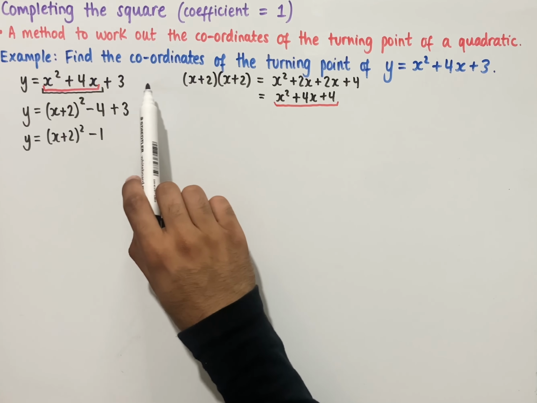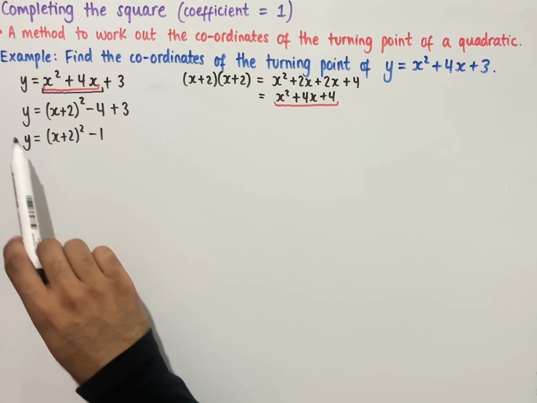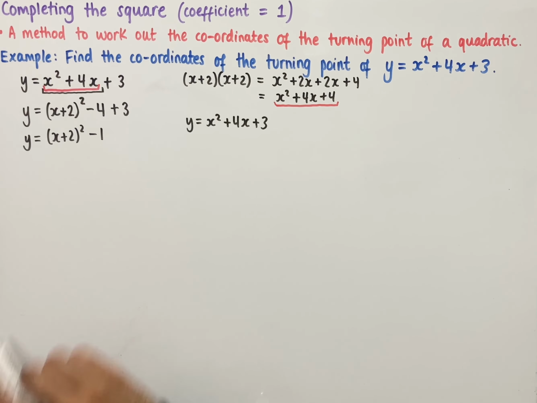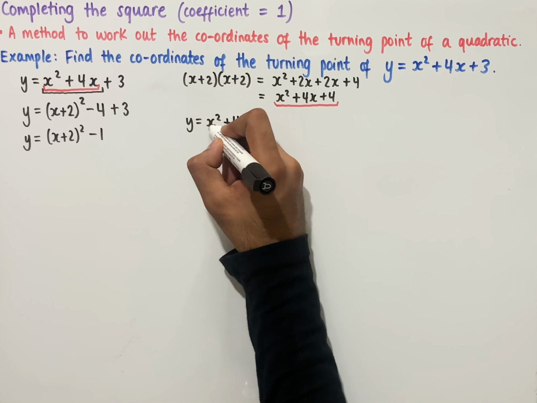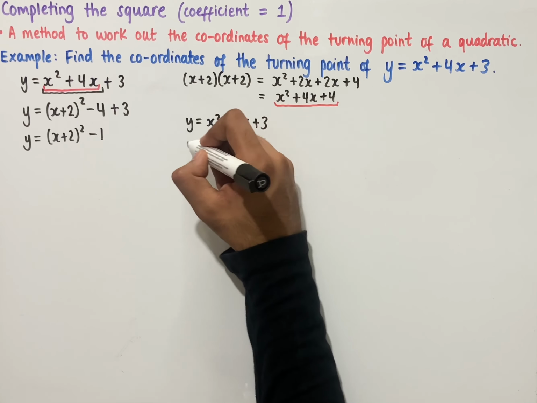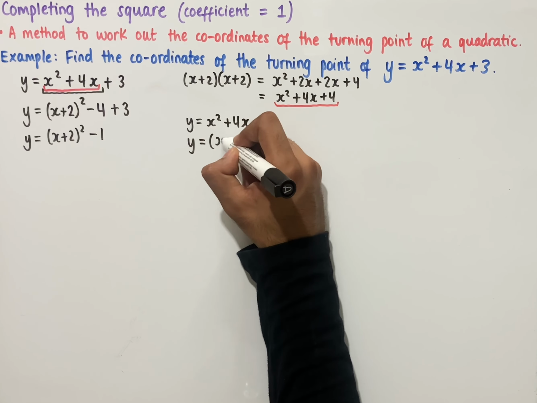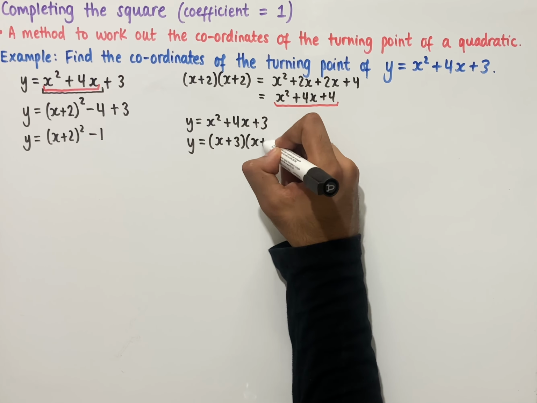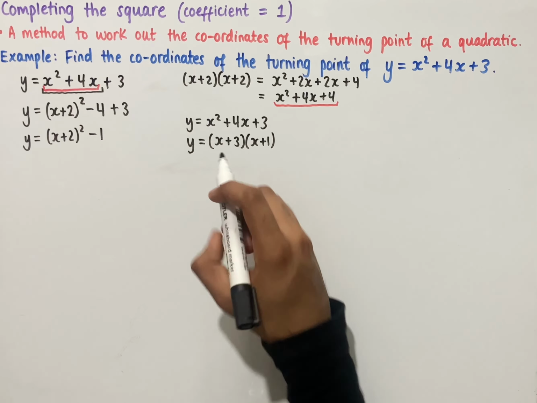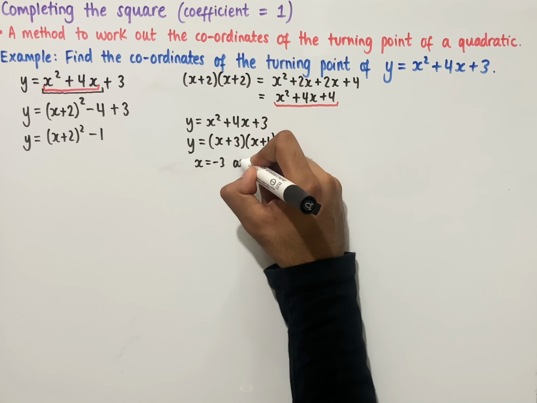The question, however, is to find the coordinates of the turning point. And so let's sketch the graph of this quadratic to help us with that. If we factorize the quadratic, we have two numbers that multiply to make 3 and add to make 4, which in this case are 3 and 1. And so factorizing this quadratic gives us x plus 3 in brackets and x plus 1 in brackets. Therefore, the roots of the quadratic are x equals minus 3 and x equals minus 1.